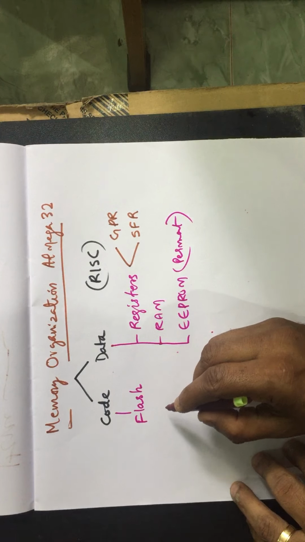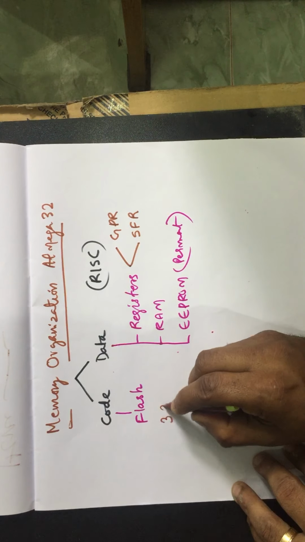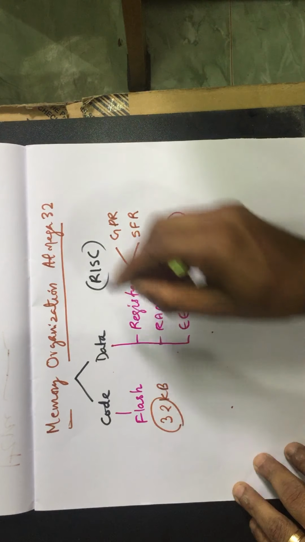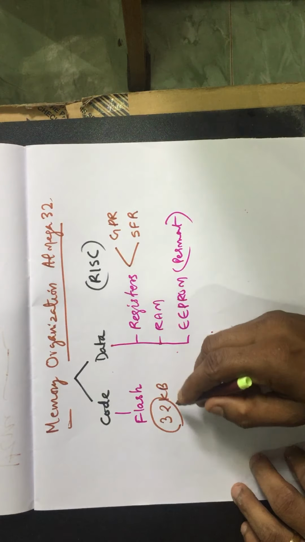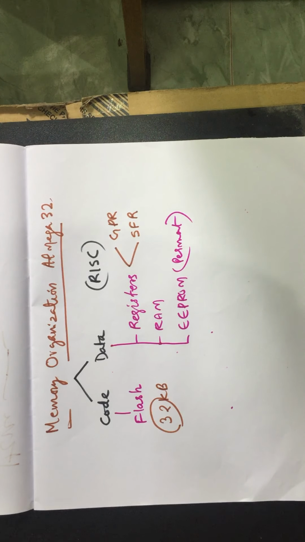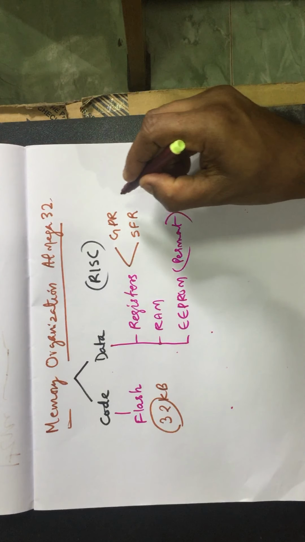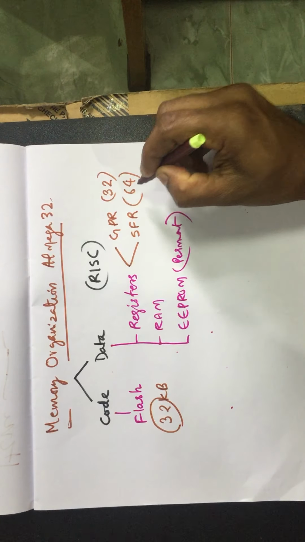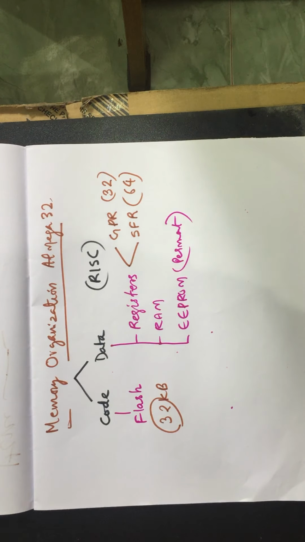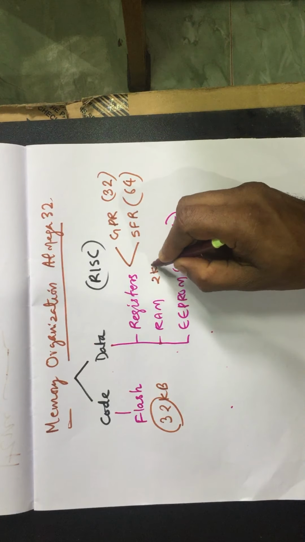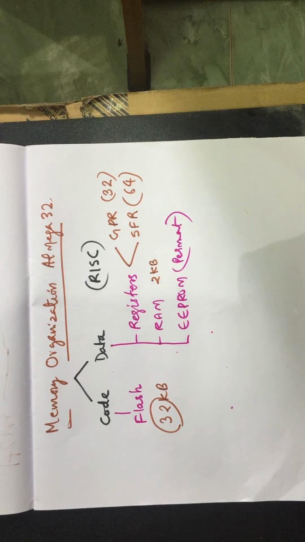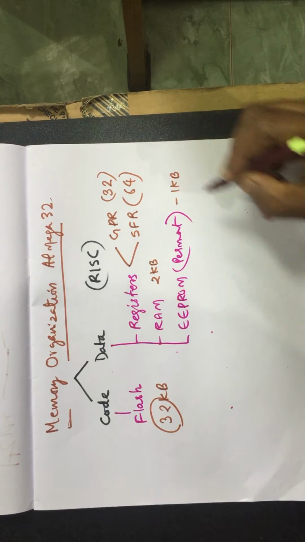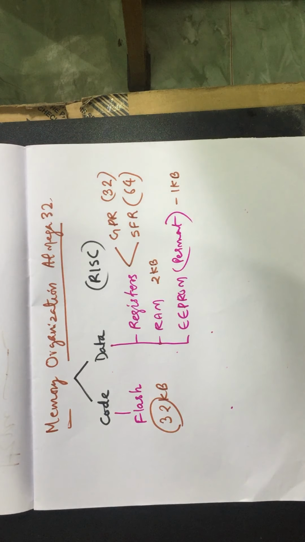For ATmega32, the flash memory is 32 KB. This is why it is known as ATmega32; the name 32 came from the flash memory of 32 KB. There are 32 general purpose registers and 64 special function registers. RAM for ATmega32 is 2 KB, and EEPROM is 1 KB. So these are the different types of memory inside ATmega32.